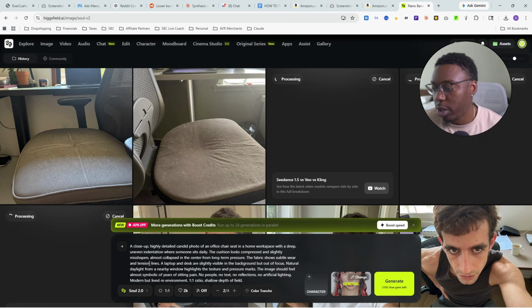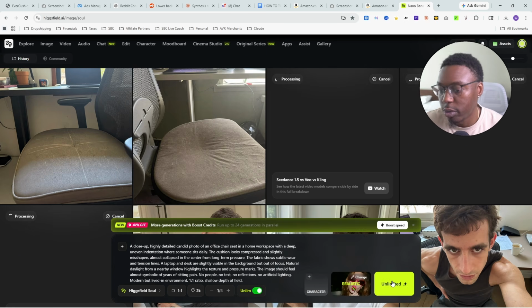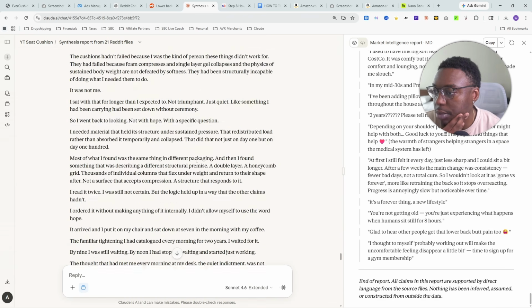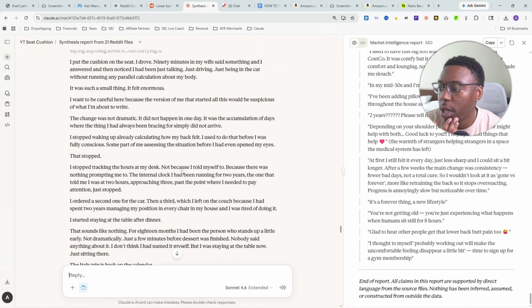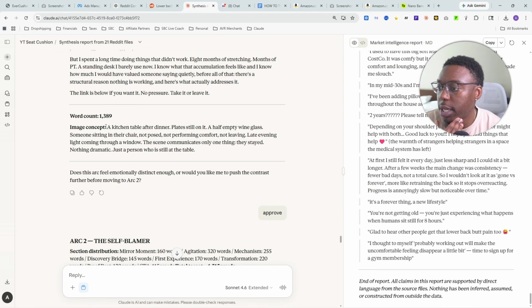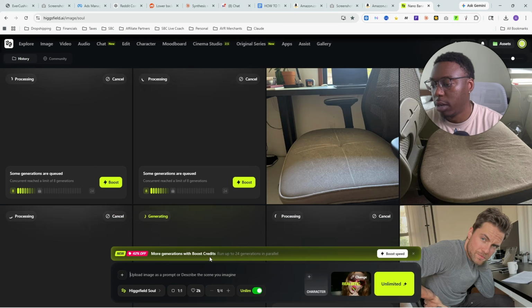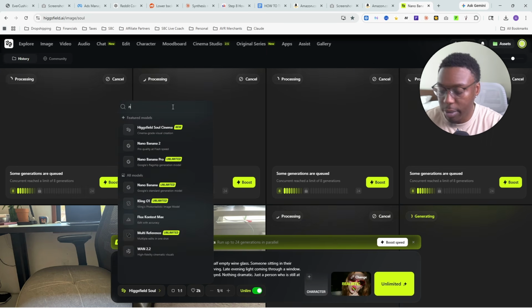So I'll be using Higgsfield, the original one. I still like the Higgsfield realistic. So let's just do that. Boom, we'll generate that twice. Let's also go back to Claude and look at the image concepts it gave us there. For the arc 1 here, it recommends that we do, where is it? Image concept, a kitchen table. Okay, so let's generate this and let's see how that looks here. Boom. Generate it twice. We can change the model to Nano Banana. I know a lot of people love using Nano Banana.